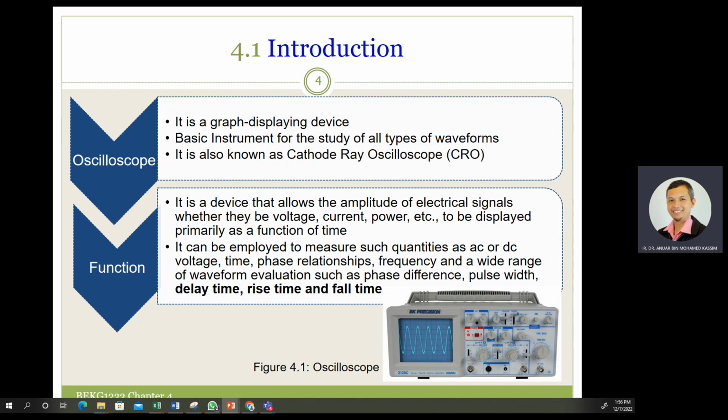The oscilloscope can also be applied to measure quantities such as AC current or DC voltage, time, the phase relationship, which is another keyword here, and the frequency, and also a wide range of waveform evaluation. For example, the phase difference, the pulse width, the delay time, the rise time, and the fall time. So these are the keywords: phase difference, pulse width, delay time, rise time, and fall time.